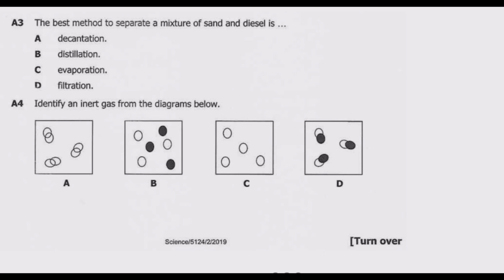So that's how you answer question 2. Let us look at question 3. The best method to separate a mixture of sand and diesel is... The question is asking us to find the best method. We know that sand is insoluble in diesel, while diesel is liquid. So we have a liquid and insoluble particles. So what is the best method?